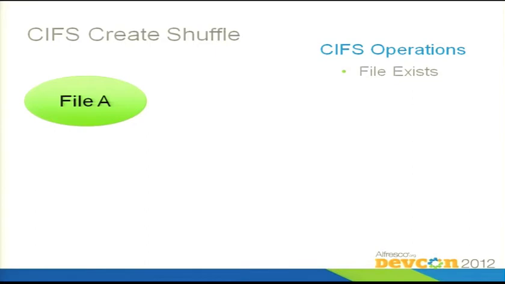Applications like Word won't just open a file and update the file like we'd expect. What it will do is basically renames and deletes. So this is just an example. This is a CIFS create shuffle, which is what Microsoft Word will do over CIFS when you try and save a file. So in this example, we start with a file A, and we try and save an update using Word to file A.